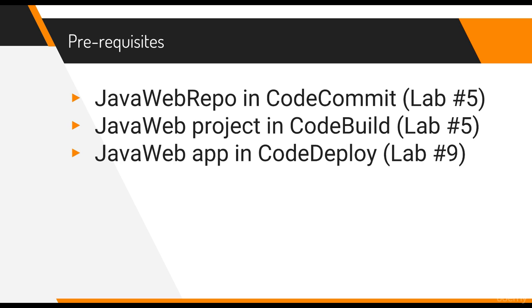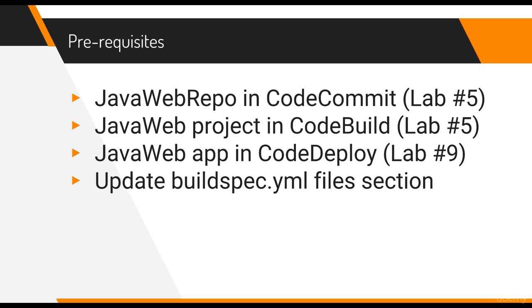And I would strongly encourage you to go back to lab number 9 and review it, because what we will be doing in this lab is just automating all what we have done in lab number 9 through CodePipeline. The last prerequisite is that we need to update our buildspec.yaml file to spit out all of the files needed for CodeDeploy to work properly. So in lab number 9, we depended on uploading our own archive to S3 through S3 commands within our buildspec. However, the way CodePipeline works is that it generates its own outputs based on the files section in your buildspec. So let's get into the console and verify these prerequisites.